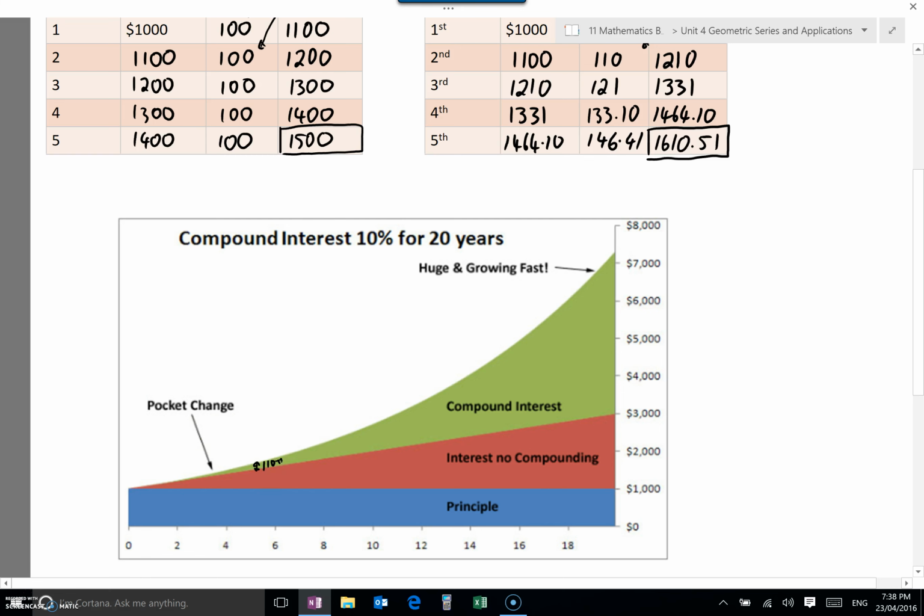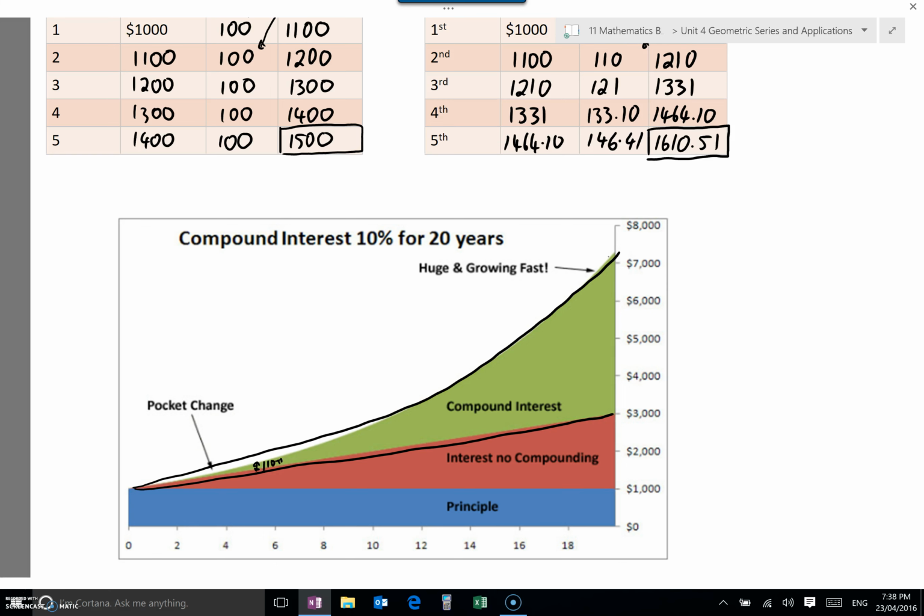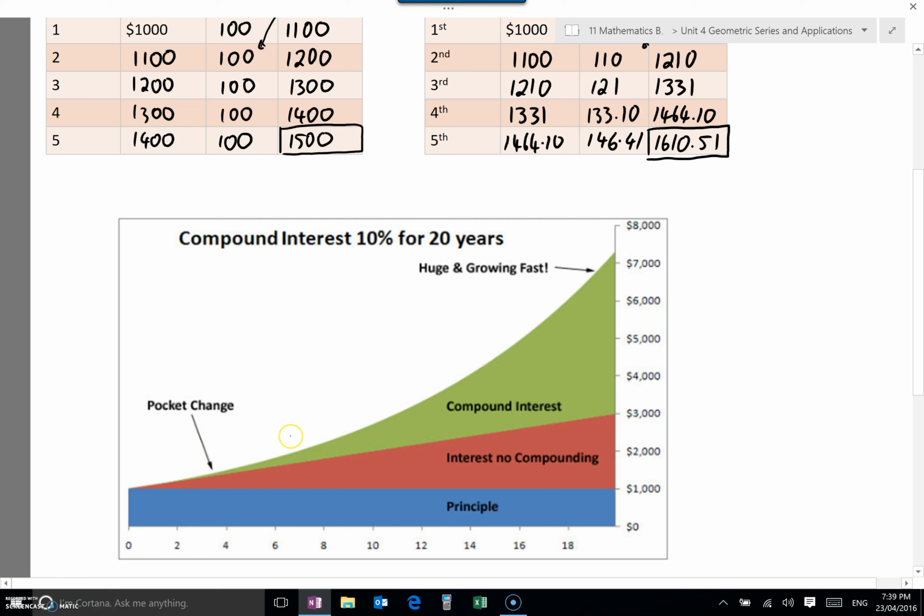$110.51. As the years increase, this red line is simple interest, and this green line is compound interest. And we can see how advantageous it is to be investing compound interest, reinvesting our interest each time. You'll see lots of YouTube videos talking to you about how good compound interest is and how you should use it to make money for you. So that's just an introduction of what simple and compound interest are, a bit of a revision from last year.